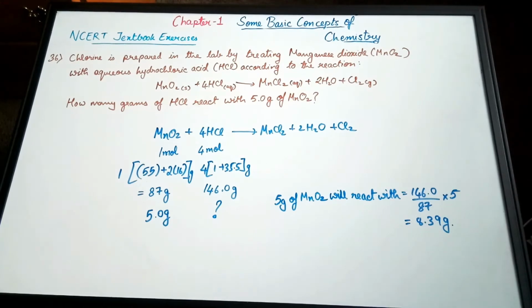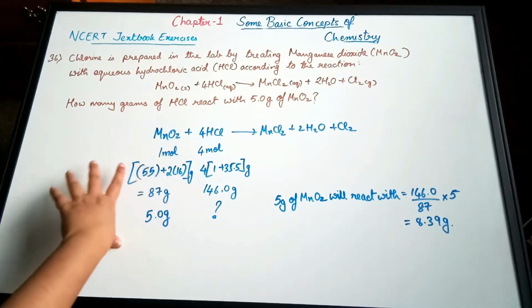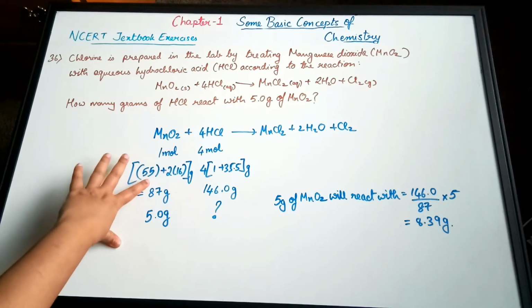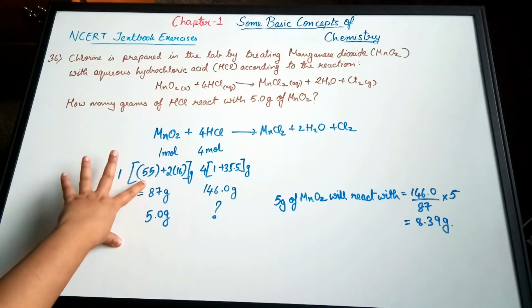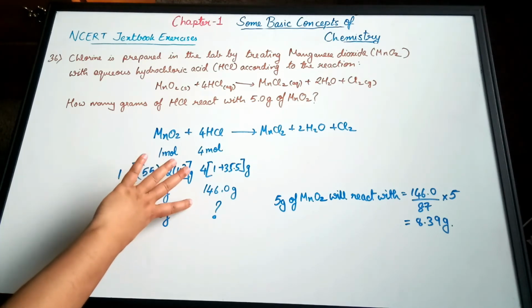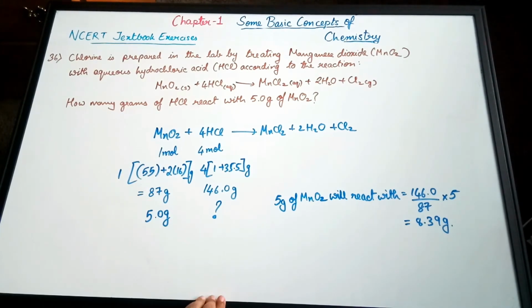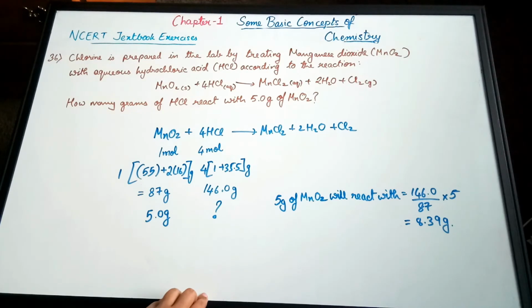So here we took the stoichiometric equation and used the relation of 1 mole reacting with 4 moles, which means the gram molecular masses are taken into consideration. One gram molecular mass of MnO2 reacts with 4 times the gram molecular mass of HCl to undergo complete reaction. So if we have 5 grams, how much HCl is required? Based on all of that, we were able to calculate the amount of HCl undergoing the reaction.